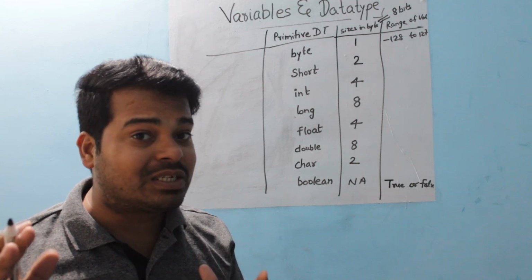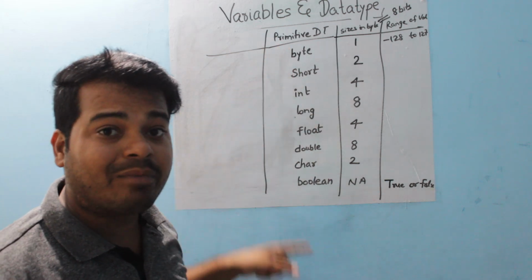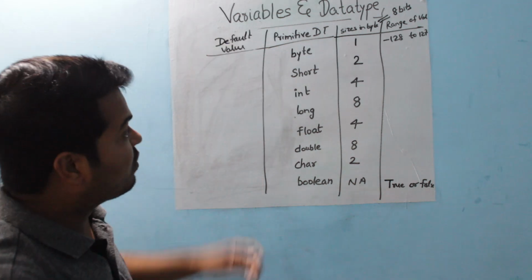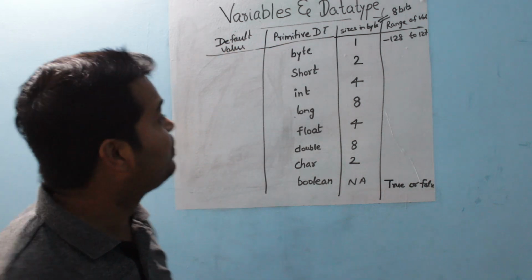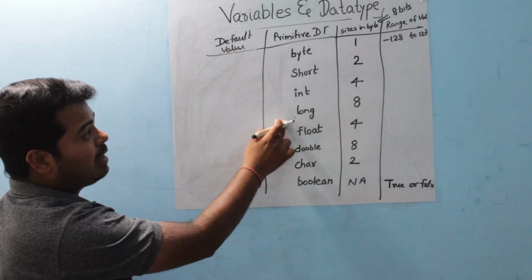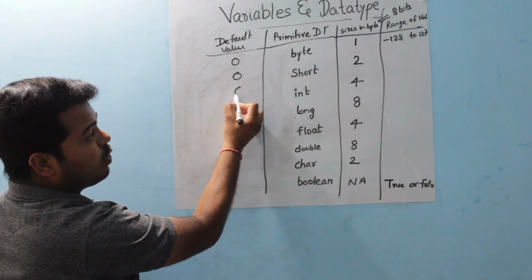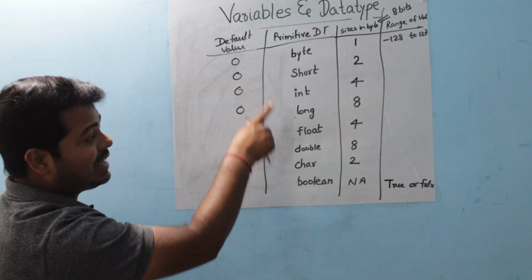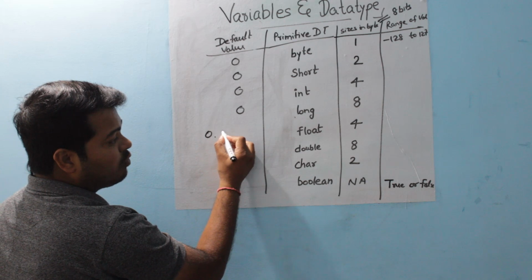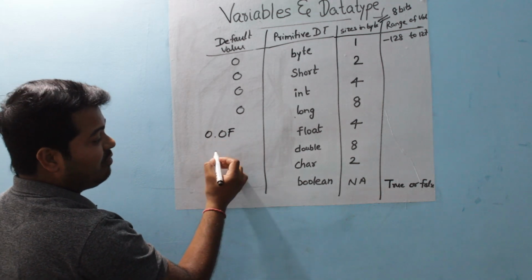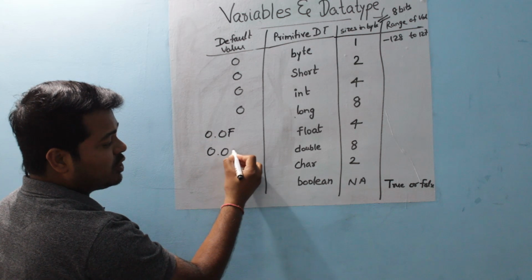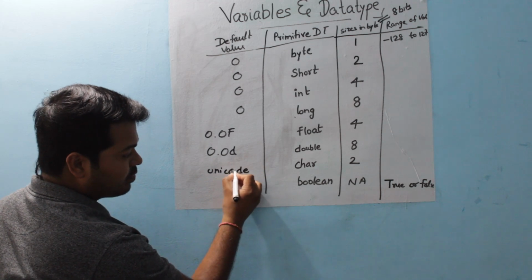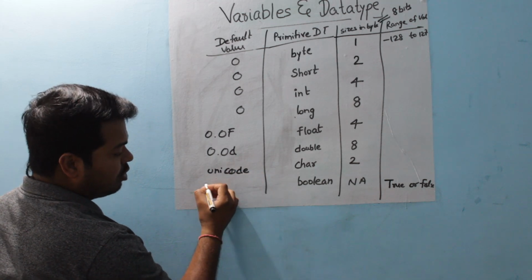And one more thing, always remember, each of these primitive data types will have some default values. Talking about the default values for each data type: for all the integer data types, we have a default value of 0. For the floating data types, that is float and double, we have 0.0f for float, and for double we have a default value of 0.0d. For character it is always Unicode, and for boolean it is always false.